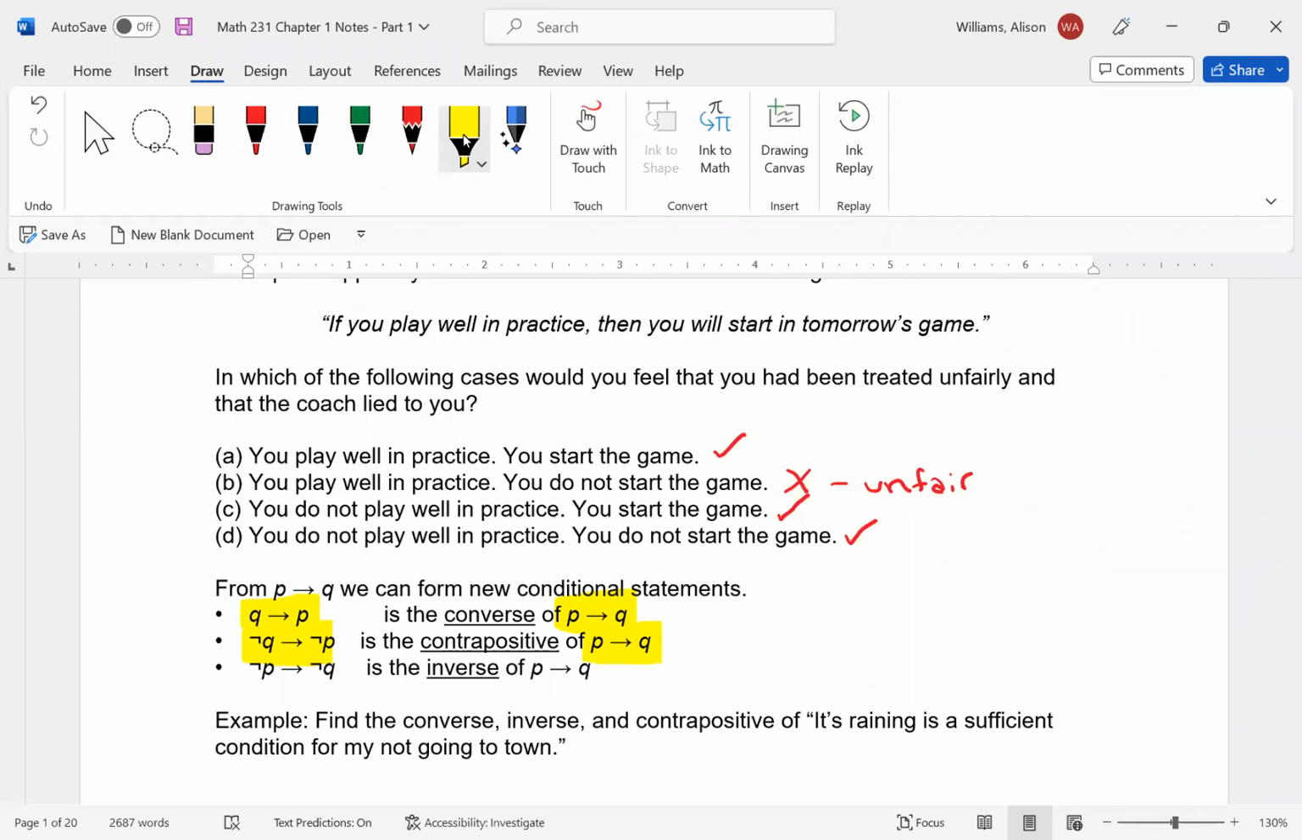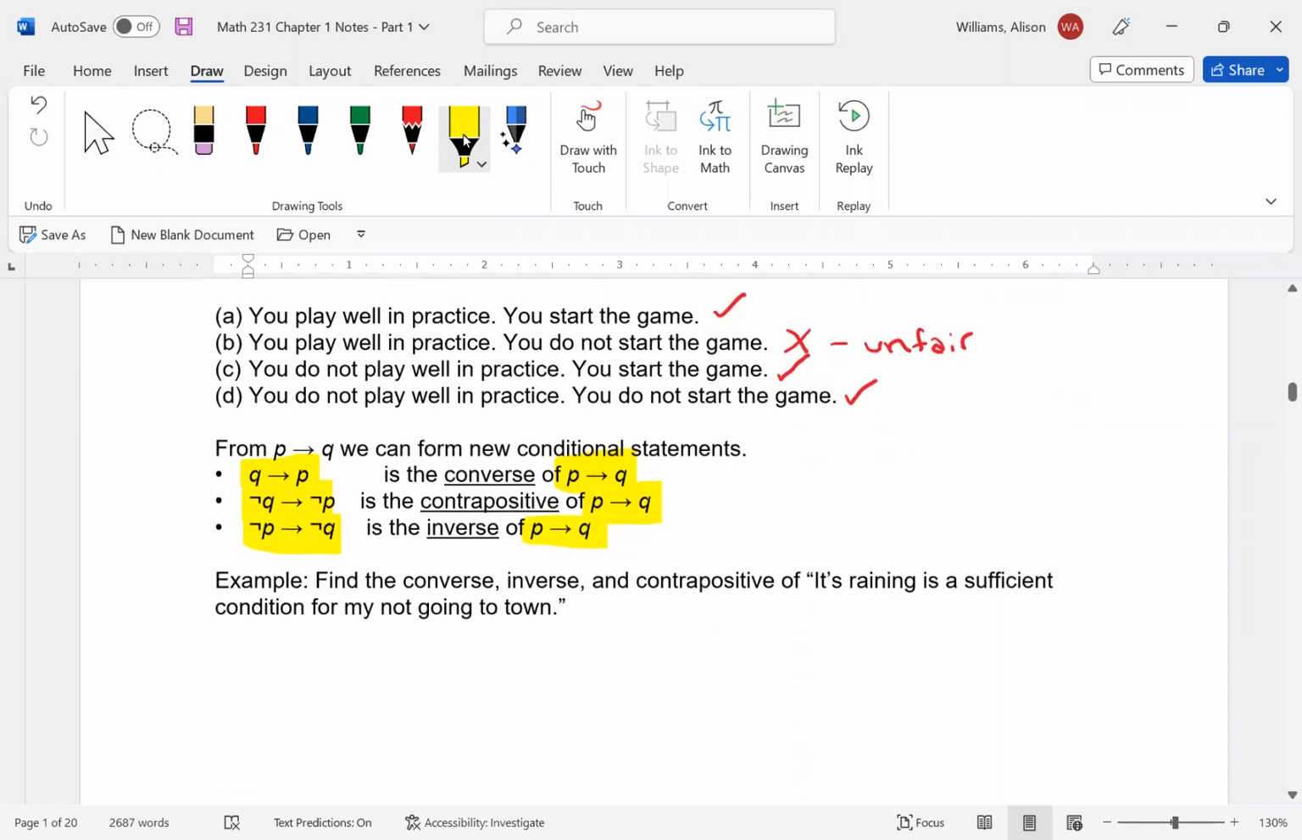The last one here, the inverse doesn't switch them, but makes them negatives. So we're going to go ahead and look at converse, inverse, and contrapositives for this statement, and see how that kind of works. Let's start with the converse.